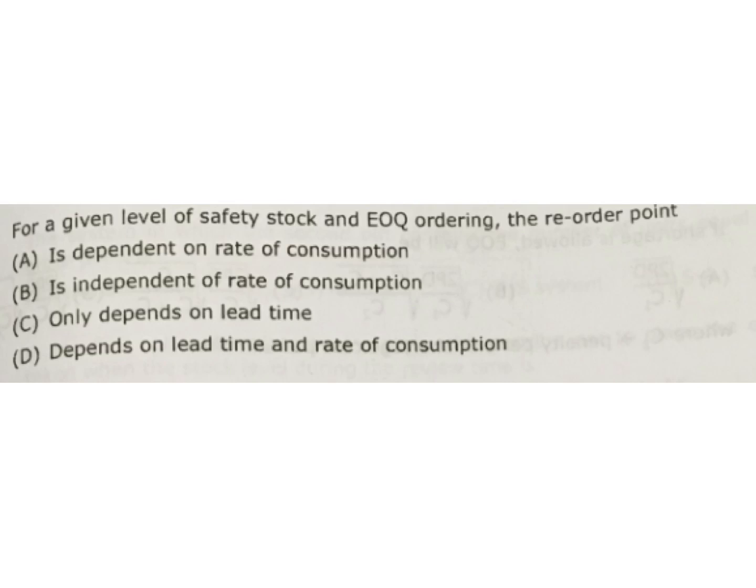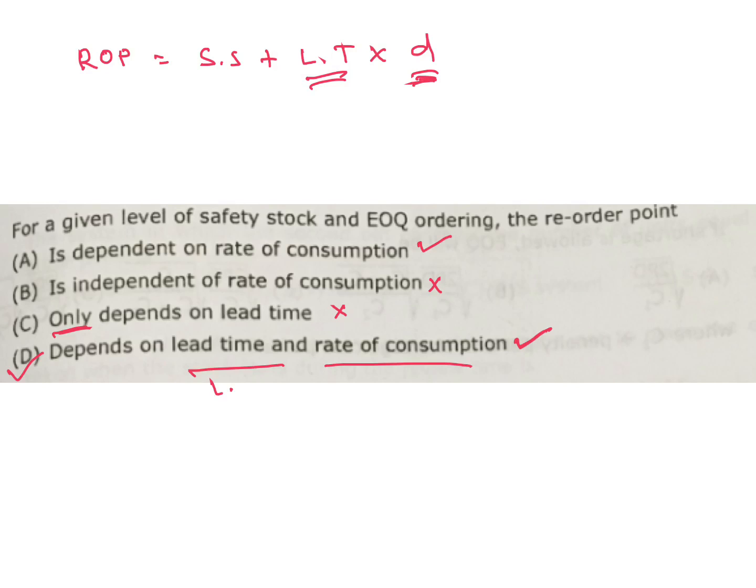Reorder point ROP is safety stock plus lead time into daily demand or rate of consumption. The options: is dependent on the rate of consumption, yes. Is independent of rate of consumption, so independent is not possible. Only depends on lead time, yes it depends on lead time but only, so not possible. Depends on lead time and rate of consumption, so D is the correct answer. Most favorable answer is D.